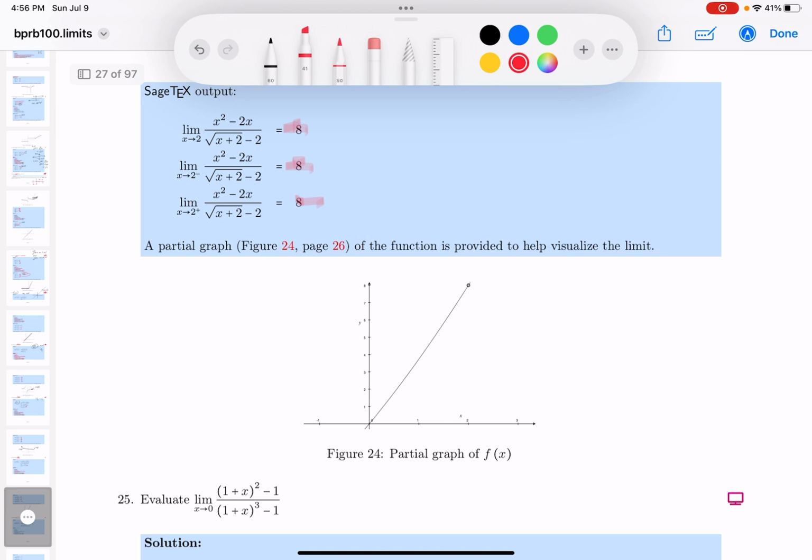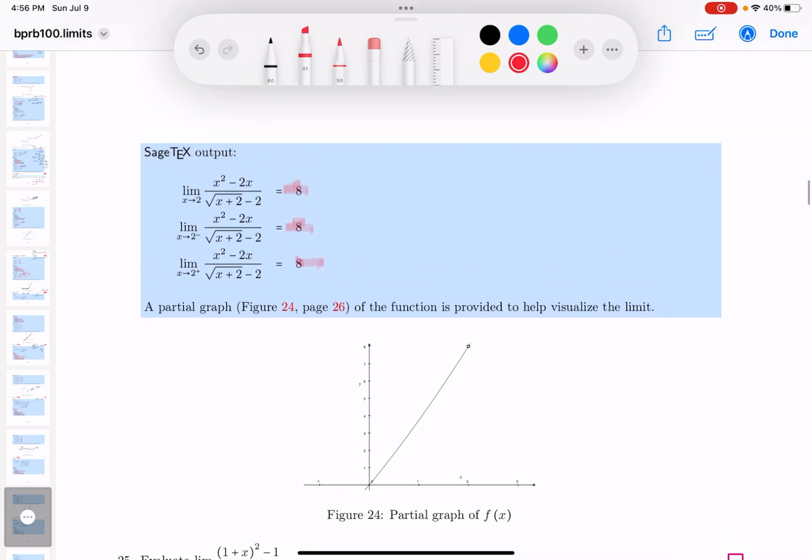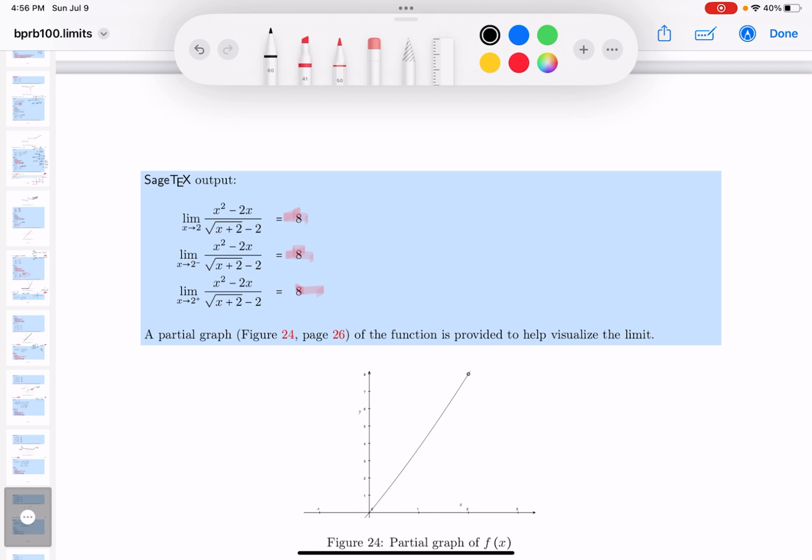I want to look at the picture though, and before I do that, we'll talk about the function. The function's f of x equals x squared minus 2x, over this over here. Now, what do I know about this thing? Well, let's take a look at this thing.